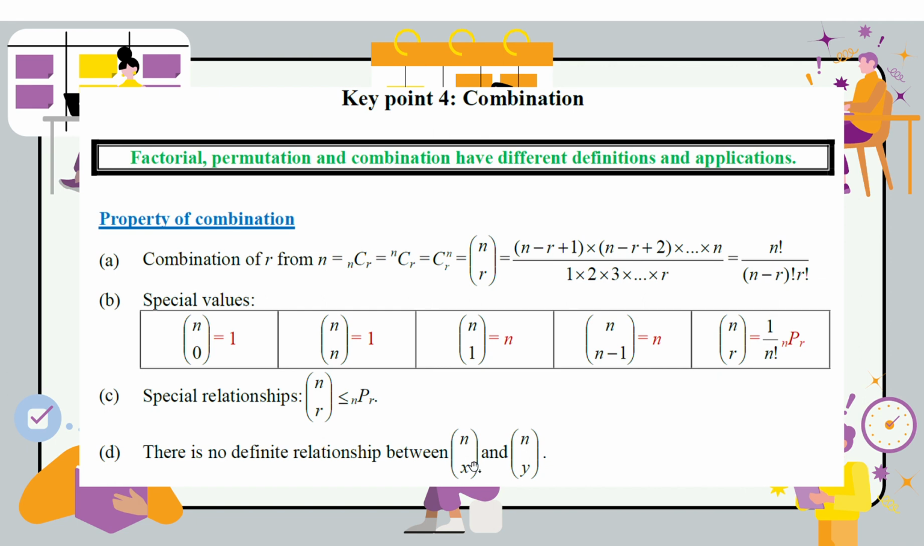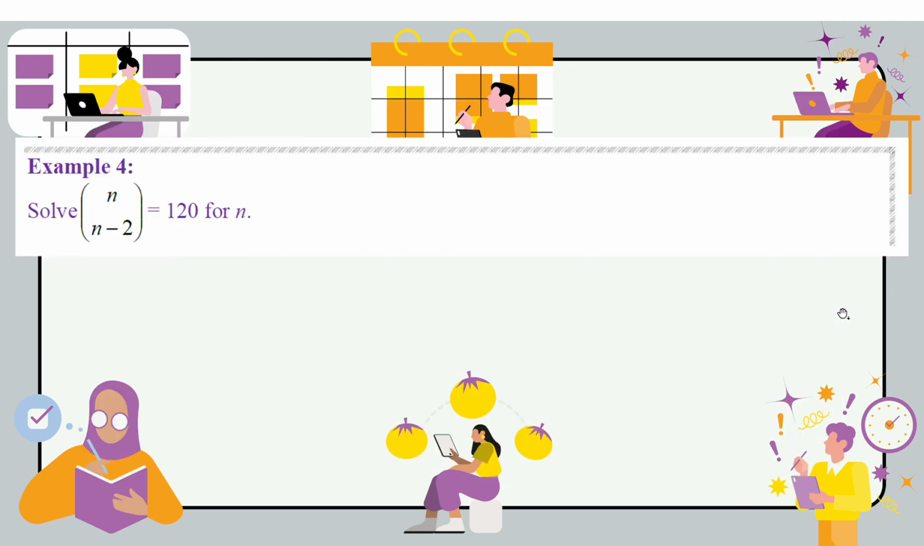Because this is divided by r factorial more, the NCR must be smaller. But for NCX and NCY, there's no definite relationship. We can't say x is larger than y, so NCX is larger than NCY. No. NPR we can. We have 2 terms in the denominator, and we don't know which combination will be bigger. Okay, working time. Bring out your paper and work on it.